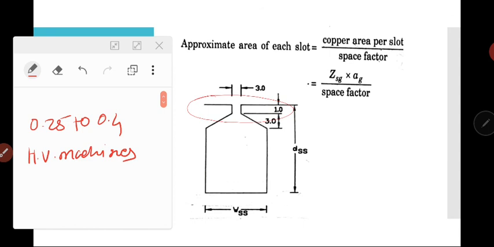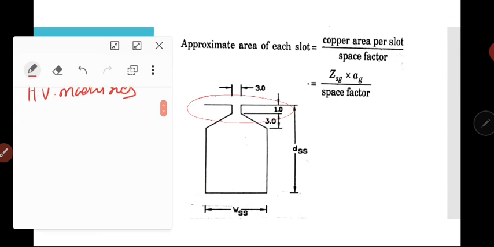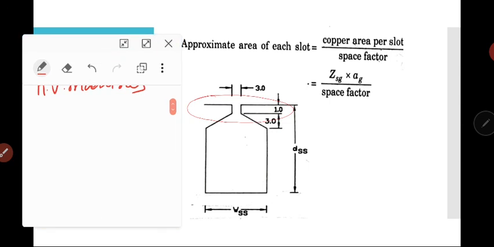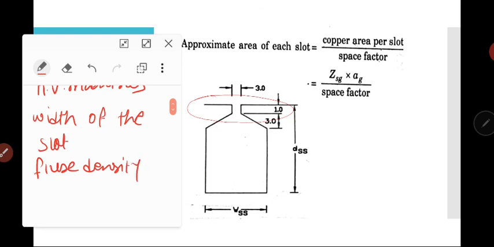When you select the width of the slot, what I am trying to make you understand is that the flux density value must lie between 1.3 to 1.7 Weber per meter square.